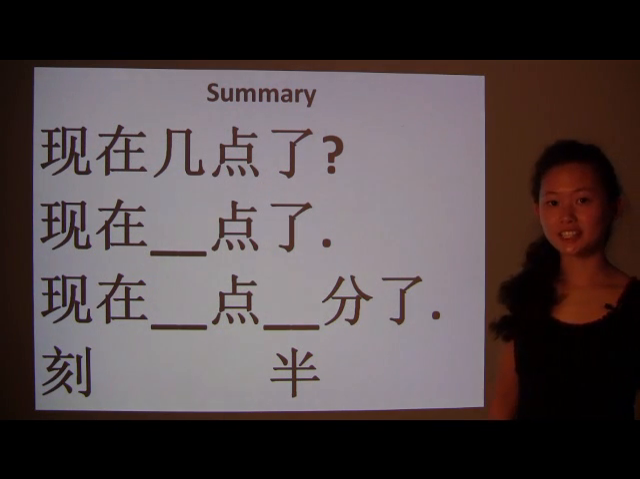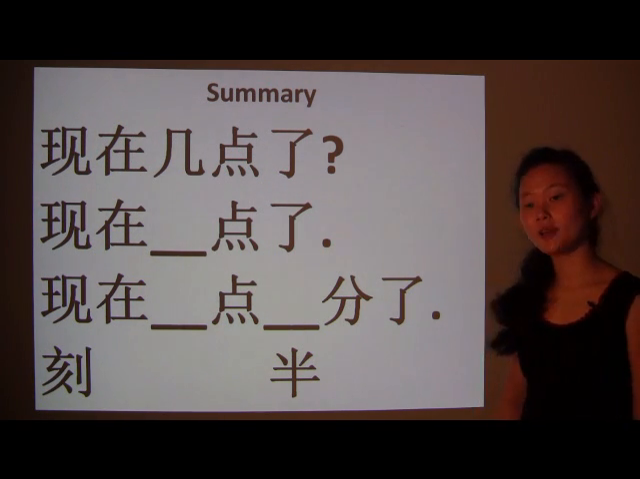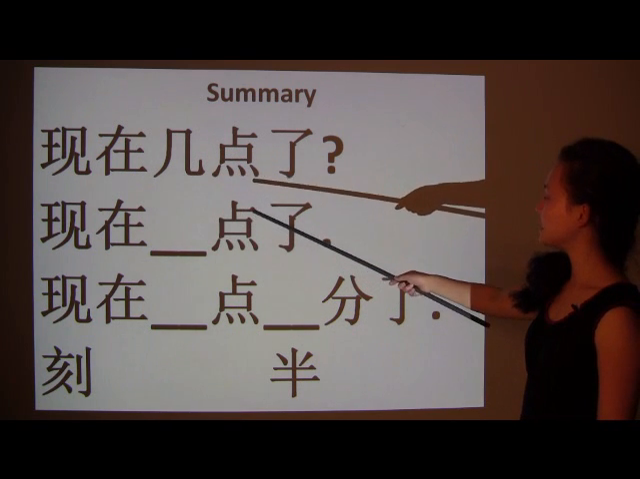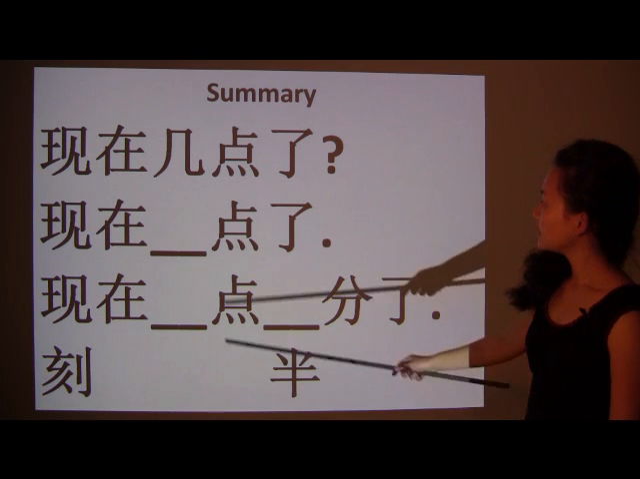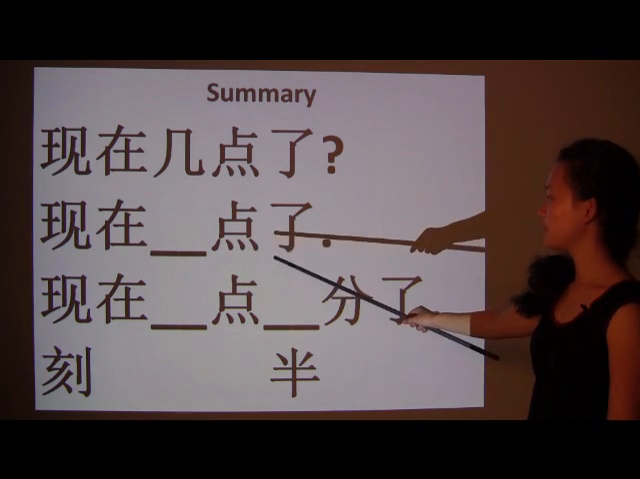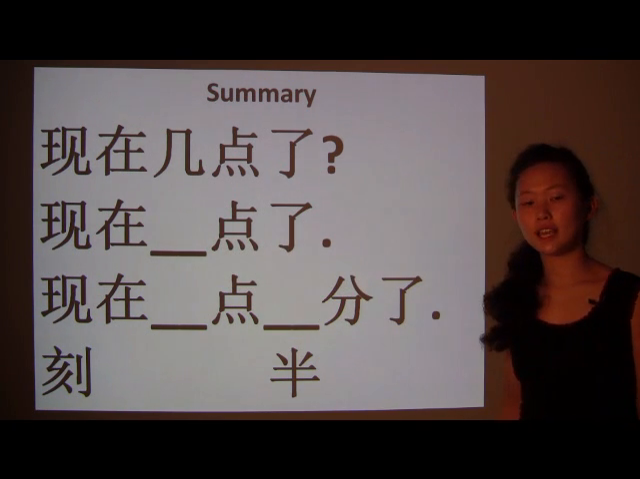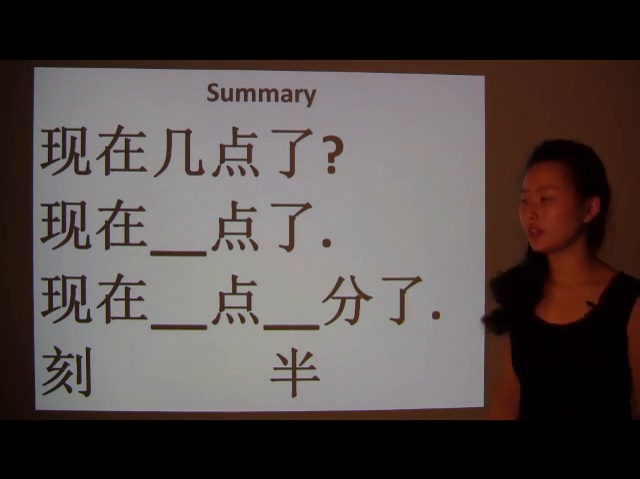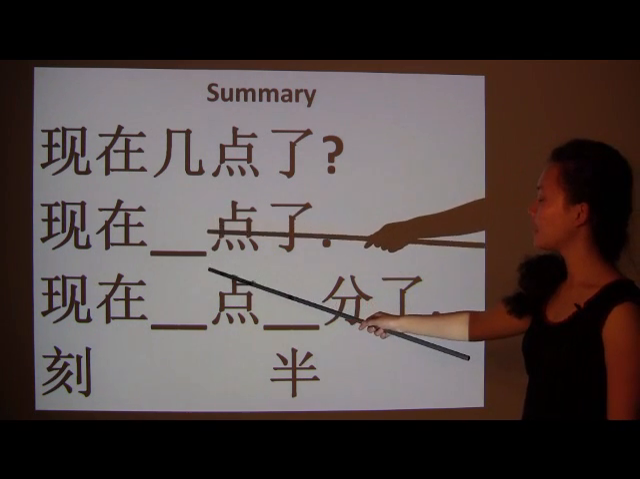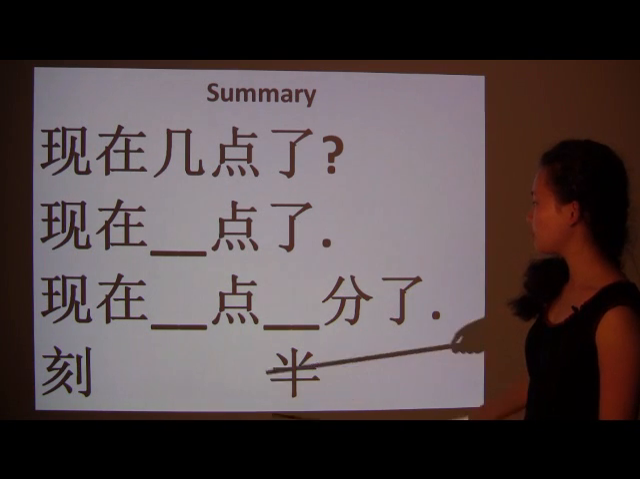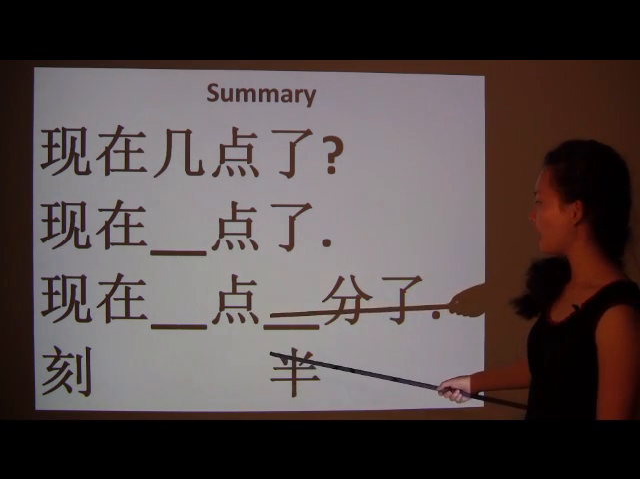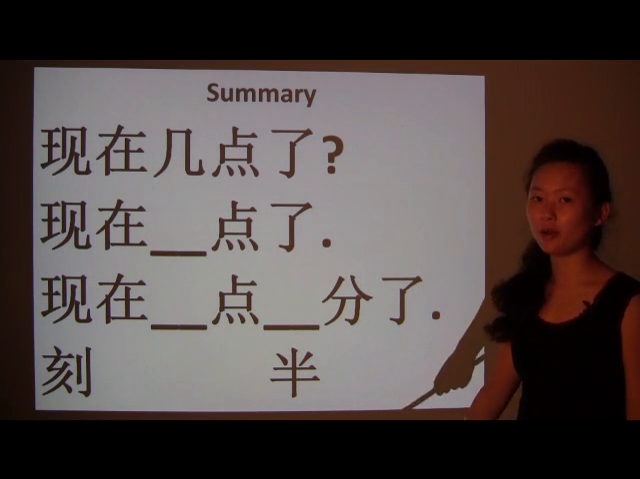Summary of how to tell time and how to ask for time. 现在几点了? What time is it? 现在 fill in the time, 点了. If you want to say right now, it's 1:30. 现在1点半了.